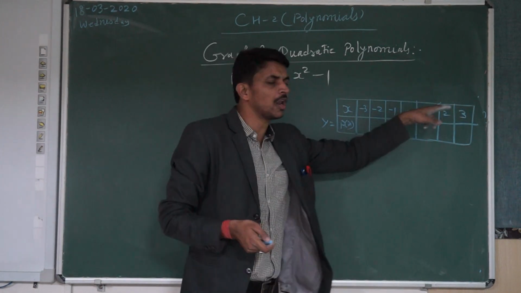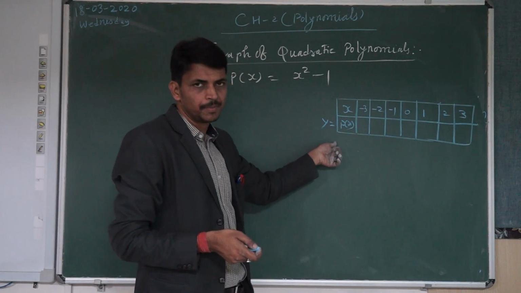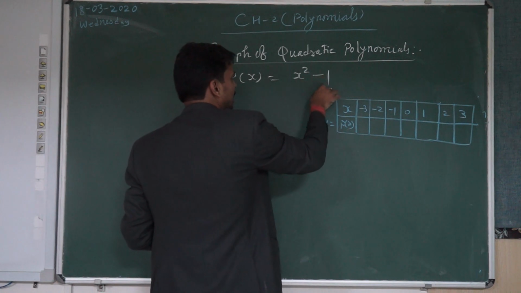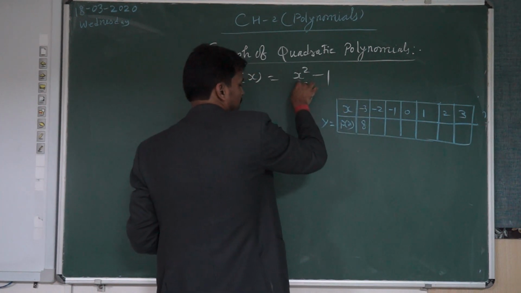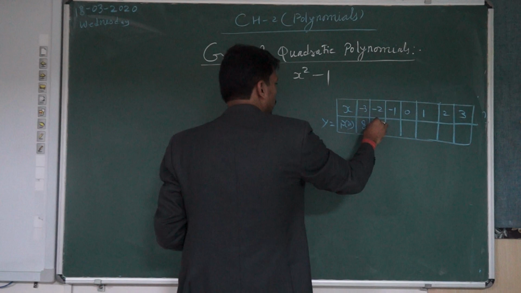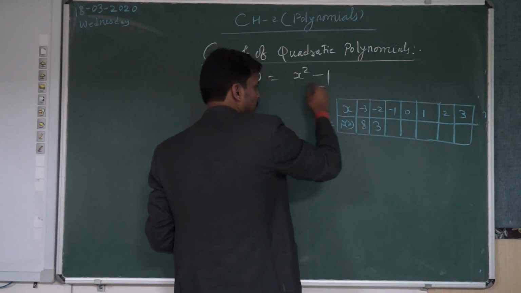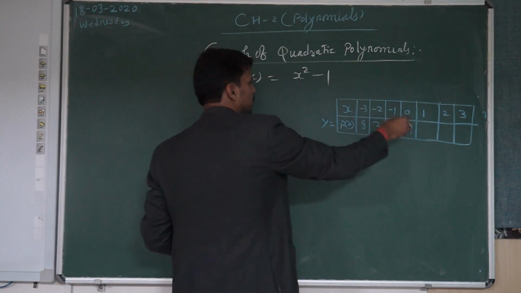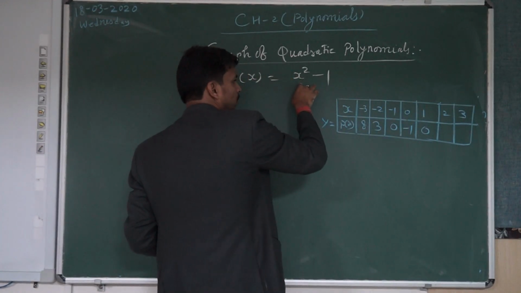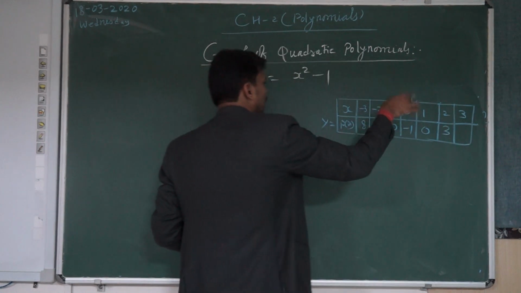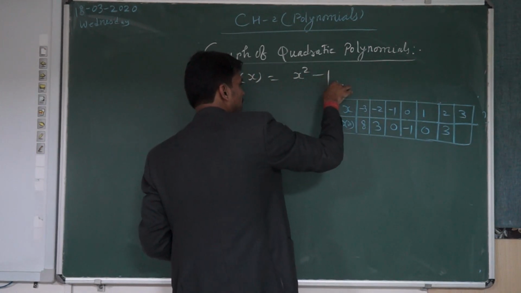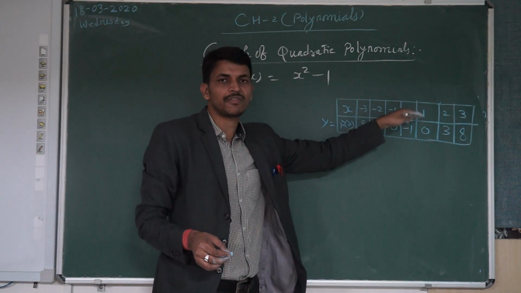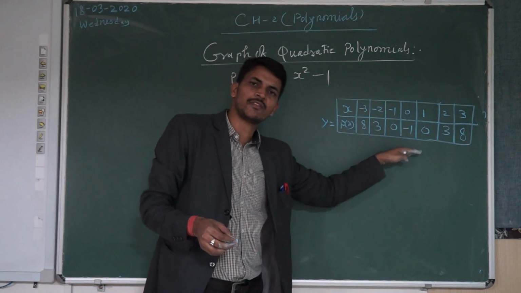And corresponding to all these values, let us find the values of p(x). If I put x equal to minus 3, of course minus 3 square will be 9. 9 minus 1 will be 8. If I put x equal to minus 2, it will be 4 minus 1, which is equal to 3. If I put minus 1, it will be equal to 0. If I put 0, it will be minus 1. If I put 1, it will be 0. Again, if I put 2, it will be equal to 3, of course. And if I put 3, 3 3s are 9 minus 1, 8. So corresponding to all the fixed values of x, we got the corresponding values of p(x).